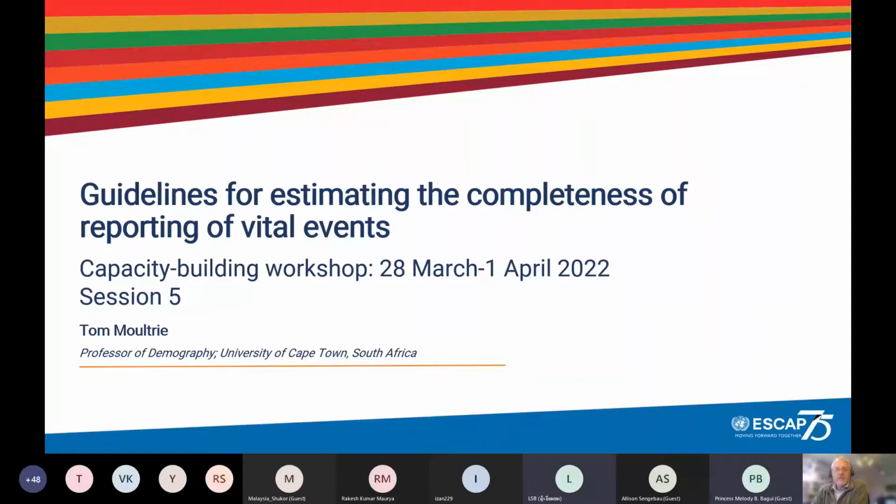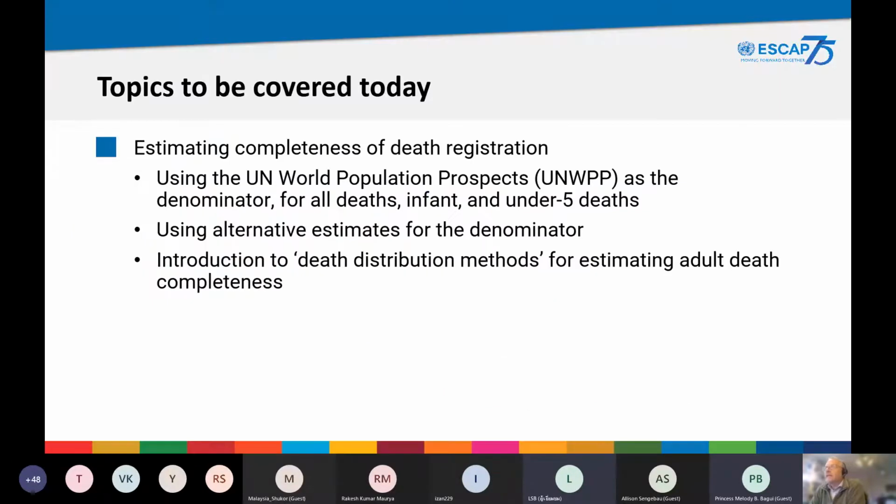And welcome to this, the final stretch of instructional aspects of CRVS. So what we're going to be covering in this session is the estimation of completeness of death registration, and we're going to be doing this in three parts.